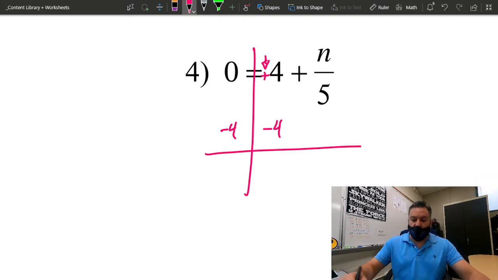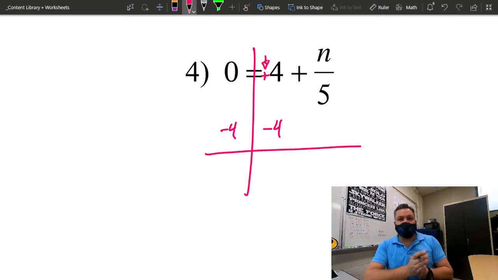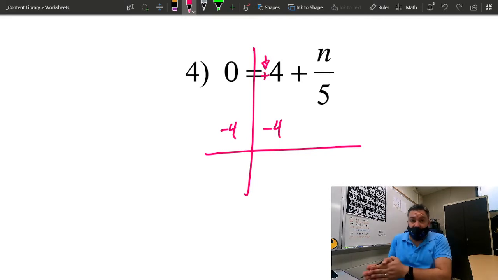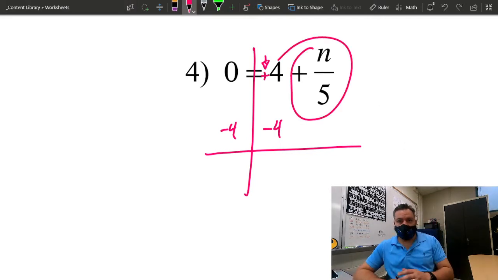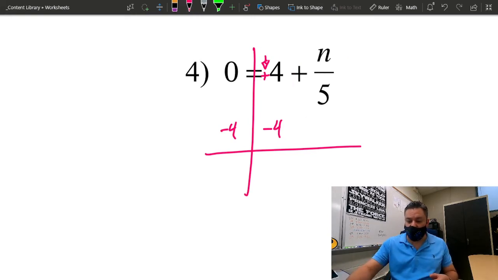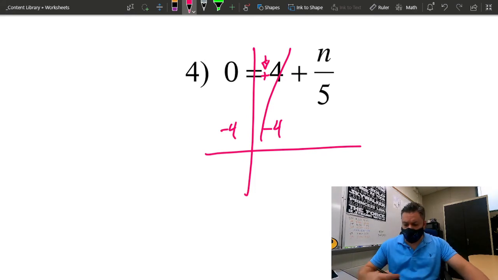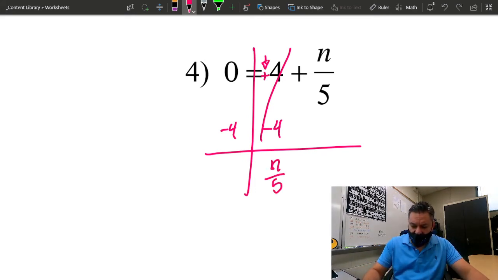Right? So whenever you have a number and it doesn't have a sign in front of it, not after, because this belongs to that section right there. Okay? You got to pay attention to that. It's what's in front of it. If there's nothing in front of that, it's just a positive. Now, this is going to cancel out. 4 minus 4 is just 0. You're left with n over 5 on this side.